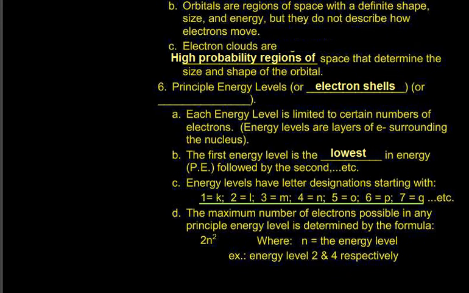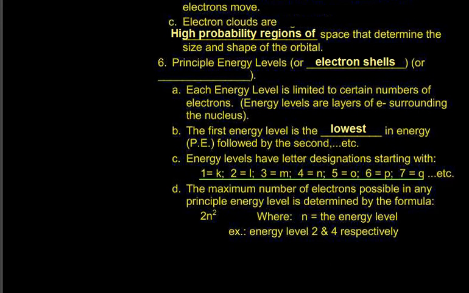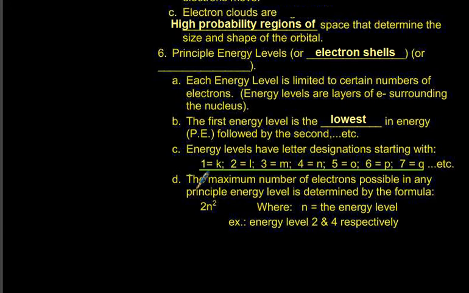The maximum number of electrons possible in any principal energy level is determined by the formula 2n squared, where n is the energy level. So for example, we're going to have energy level 2 and 4. We'll do the math for these.